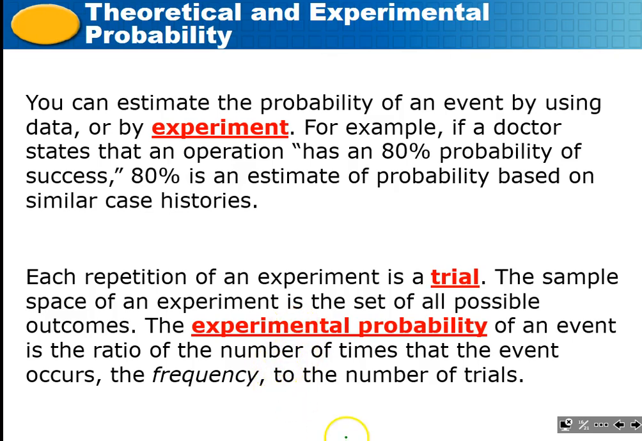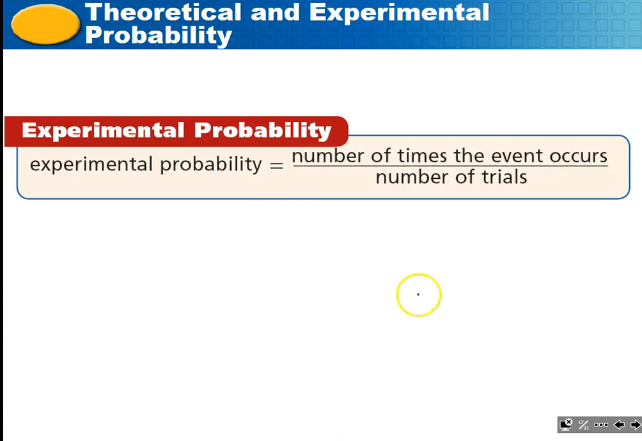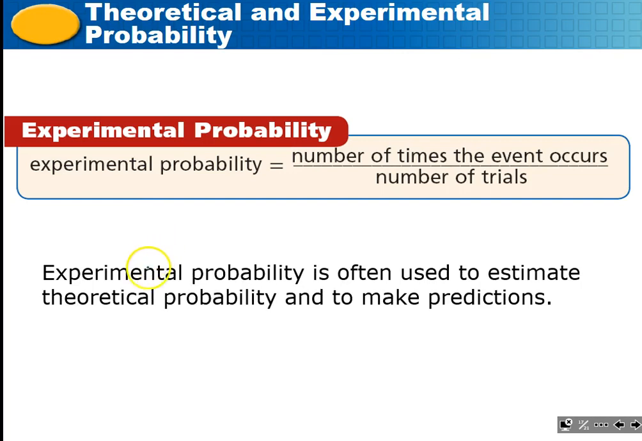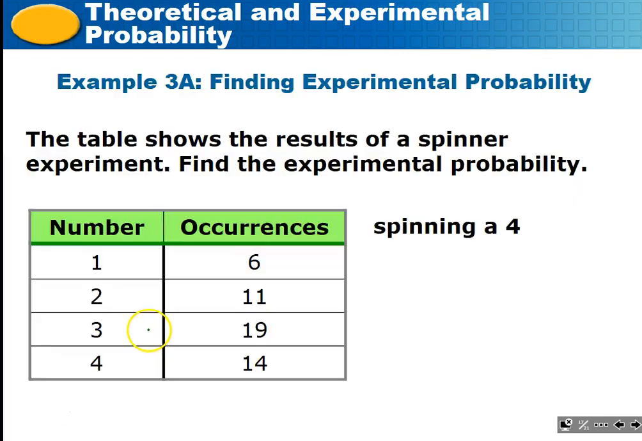So the experimental probability of an event is the ratio of the number of times the event occurs, the frequency, to the number of trials. So this is how many times I tried the event down here, and this is how many times I got what I wanted. That's what the experimental probability is. So experimental probability in large numbers is often used to come up with theoretical probability and make predictions.